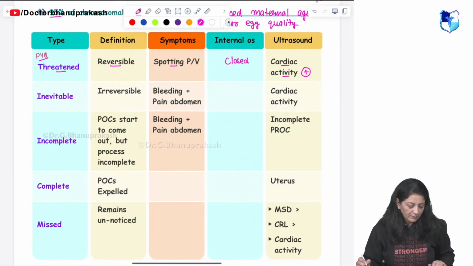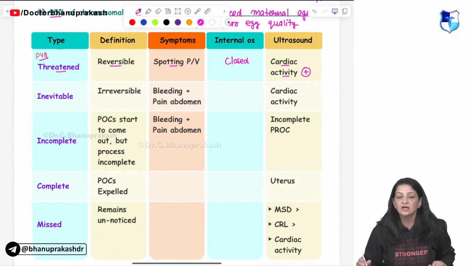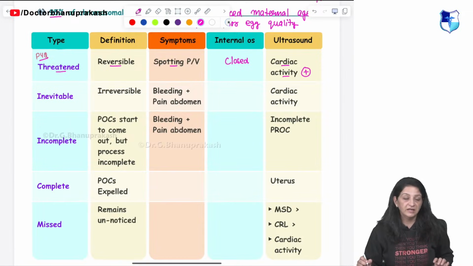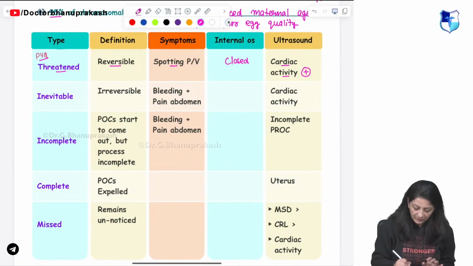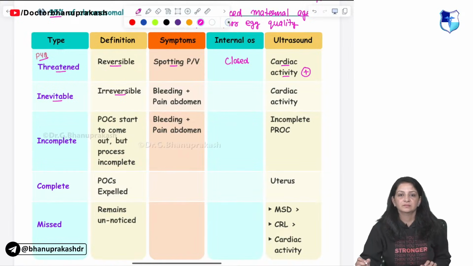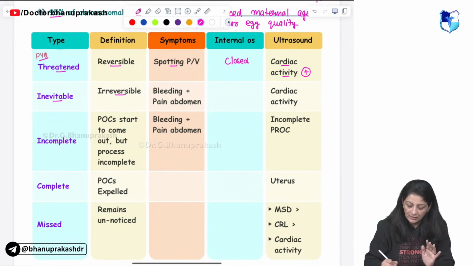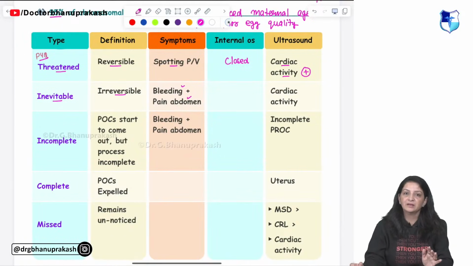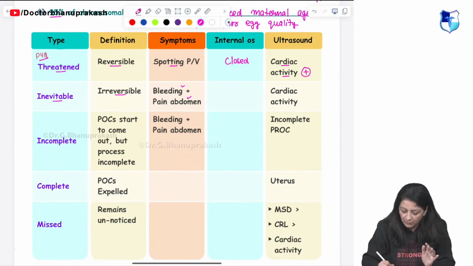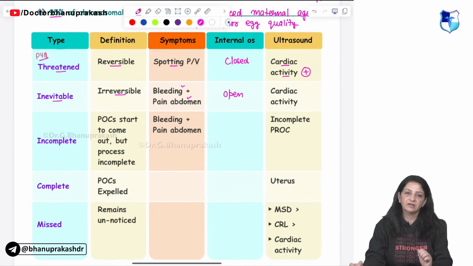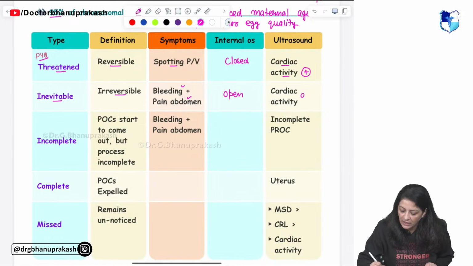Trisomy 16, what happened exactly? Actually, with trisomy 16, abortion chances are about 85 to 90% among all the trisomies. Okay. Now, inevitable is irreversible, means the process of abortion has started, but we can't continue this pregnancy. Bleeding present, abdominal pain present, internal os will be open in case of inevitable abortion. Cardiac activity absent on ultrasound.